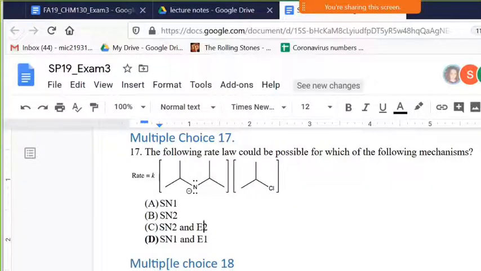If we looked at this one, if Robert's still there, what do you think? Is that negatively charged species going to be most likely a base or a nucleophile?